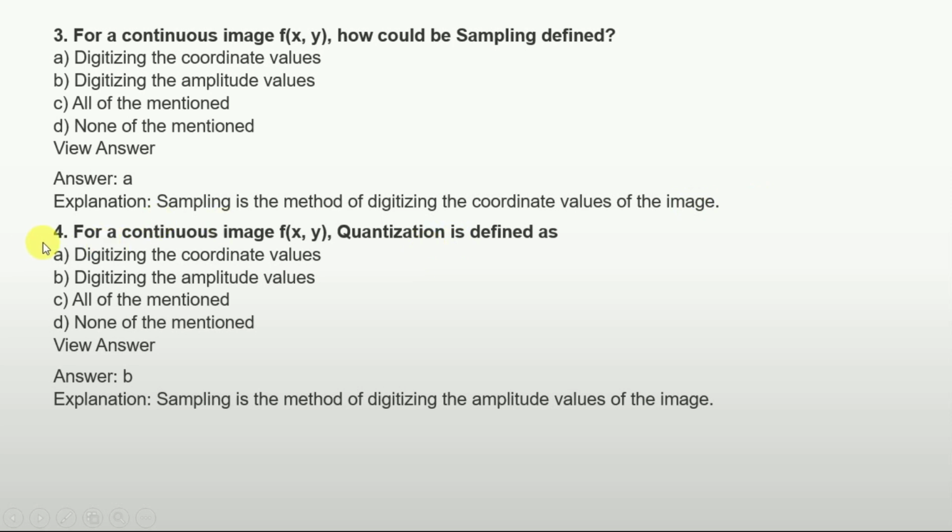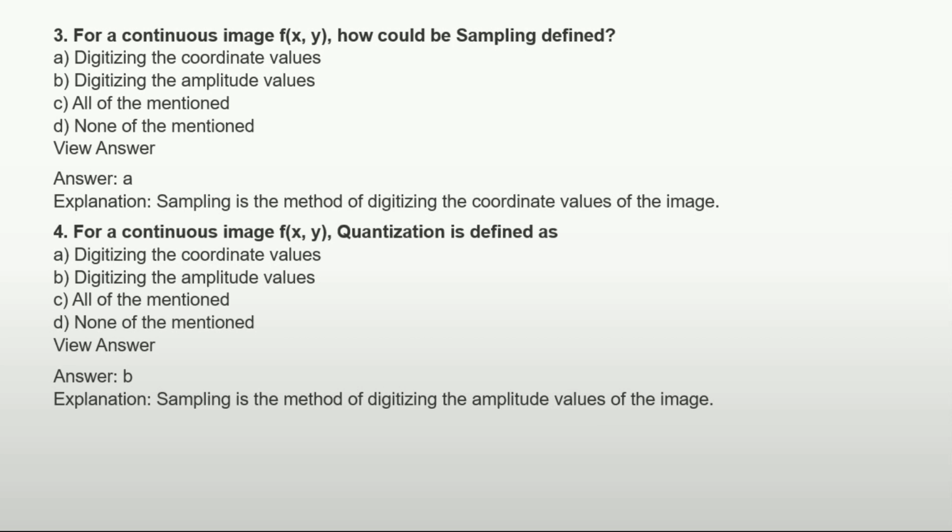And then we have the question: for a continuous image function f of x comma y, quantization is defined as. Here we were discussing sampling, and here we are discussing quantization. The options are digitizing the coordinate values, digitizing the amplitude values, all of the mentioned, none of the mentioned. The answer is digitizing the amplitude values. If we see the difference between quantization and sampling, sampling is the procedure where we digitize the coordinate values. On the other hand, in quantization, we digitize the amplitude values. That is the major question we can see in various exams as well.